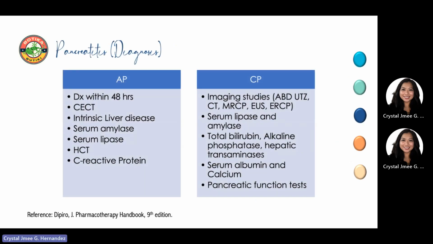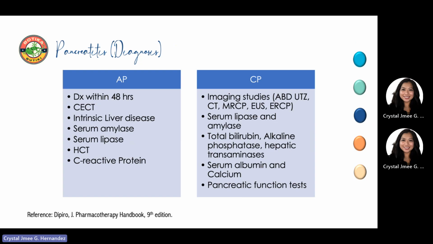So for the diagnosis, the recommendations for AP and CP are also different. For AP, diagnosis should be made within 48 hours based on characteristics of the abdominal pain and elevation of enzymes such as amylase, lipase, or both to at least 3 times the upper limit of normal. CECT, or contrast-enhanced computed tomography of the abdomen, may confirm the diagnosis. Magnetic resonance imaging and ultrasonography can also be useful.